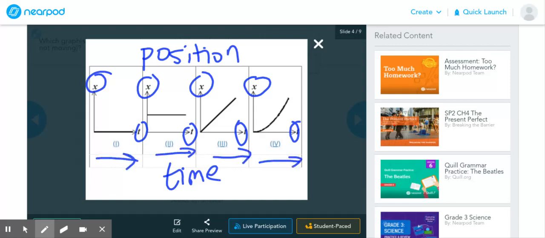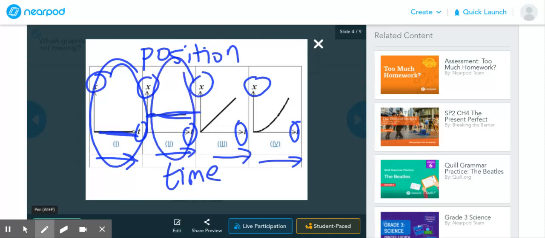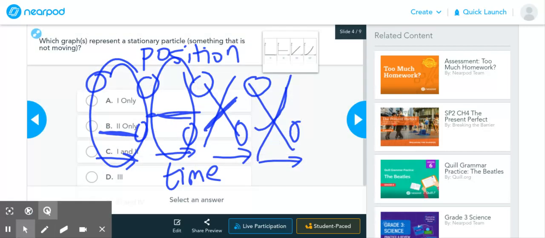right? So as we move to the right, when do we have a position that doesn't change? Position is up and down, right? So if it goes up or down, then position will be changing. So we've got this one here. This first one, 1. The second one, 2. Those aren't changing positions. This third one goes up and down, so that can't be it. And the fourth one also goes down, so it can't be that one either. So we know it's 2 and 3.